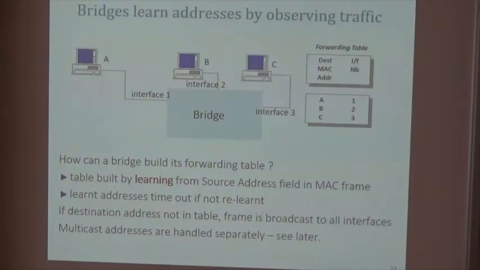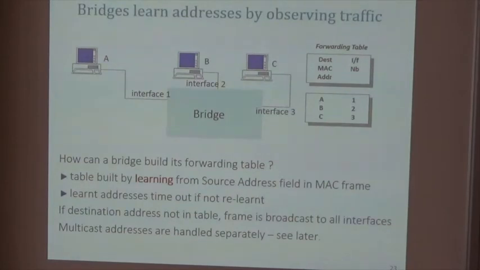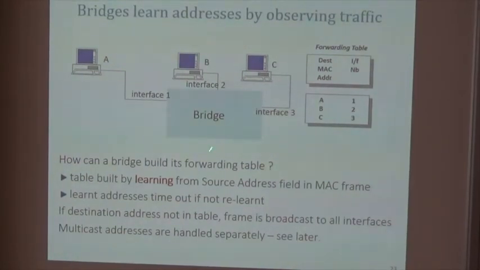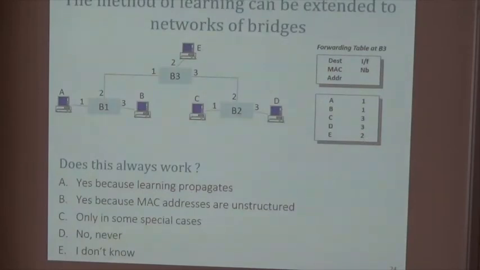Like an ARP table, the forwarding table is treated as a cache. Those values have a timeout and they will expire after some time, for example, to handle the case where you physically move B from interface 2 to interface 4. If you do that very frequently, you will have a problem. If you disconnect from a switch and connect to another port, it will take some time for the switch to unlearn what it has learned before. So this is how it learns all the addresses.